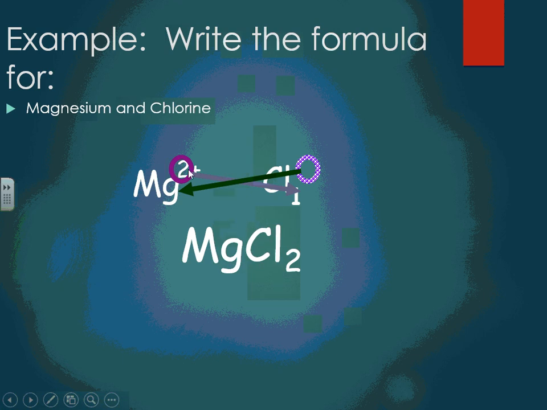Now, if this number was a larger number, you would have to reduce them so that they match. Like, let's say that both of these numbers were 2s. If this was a 2 and this was a 2, they both are 2s, so they simplify to 1.